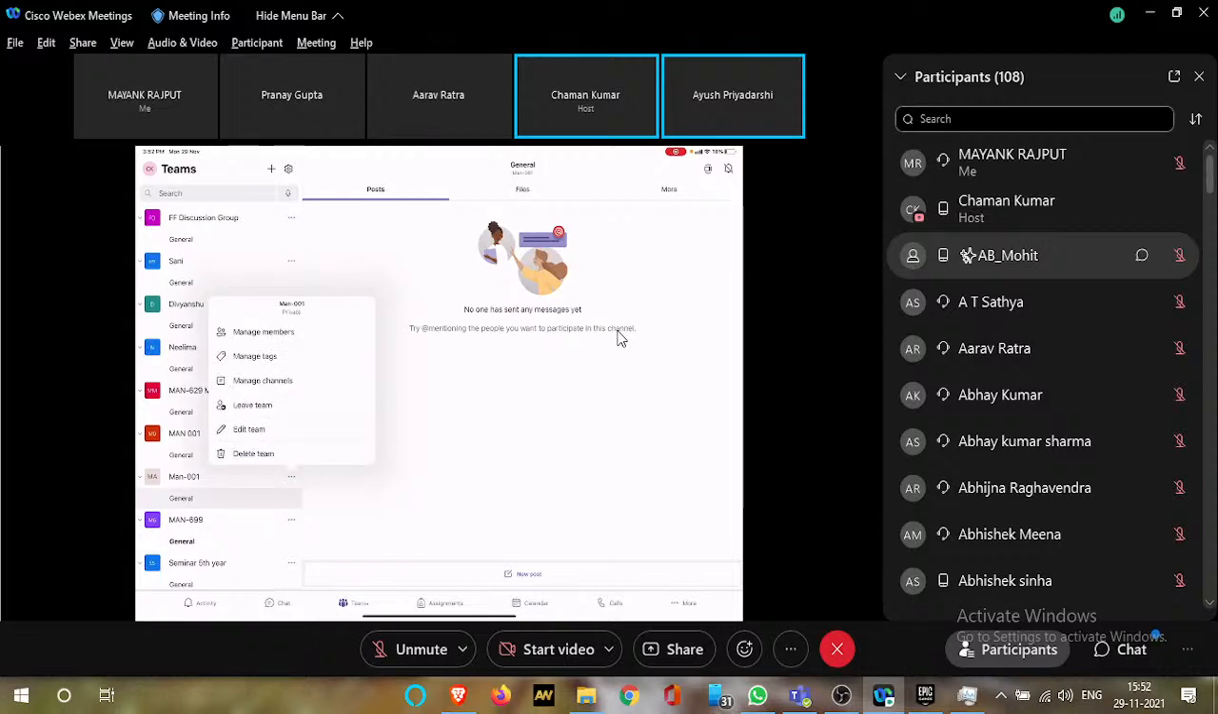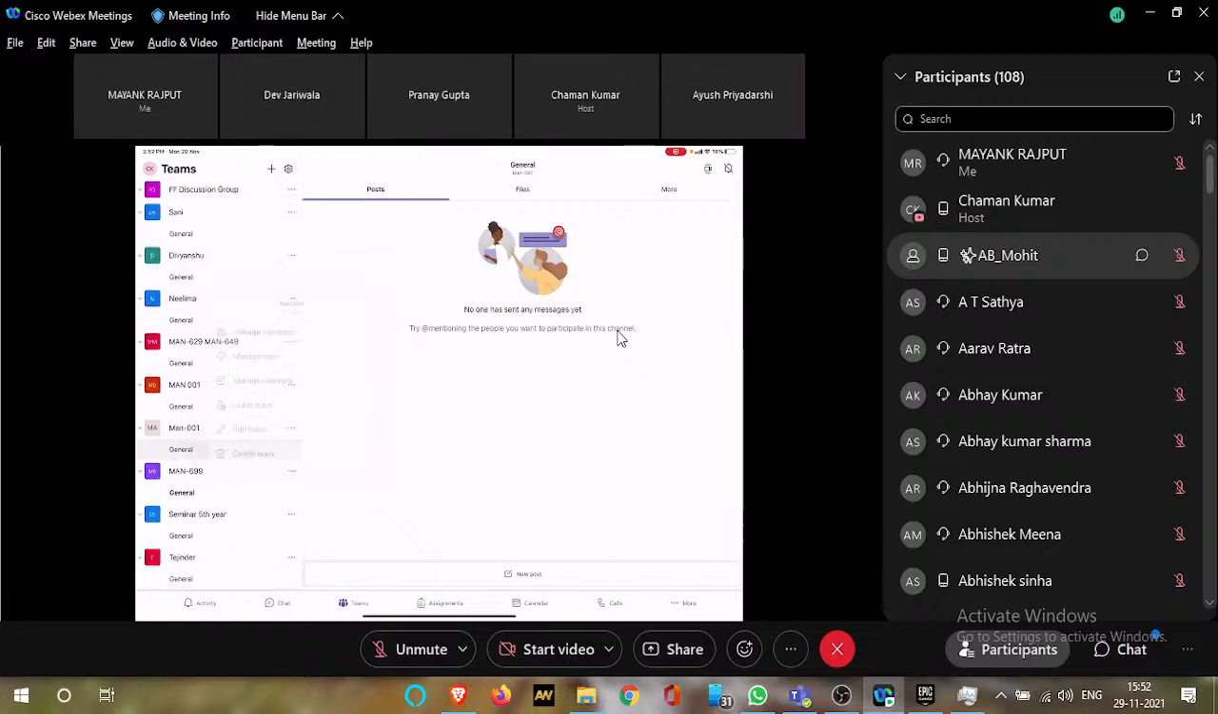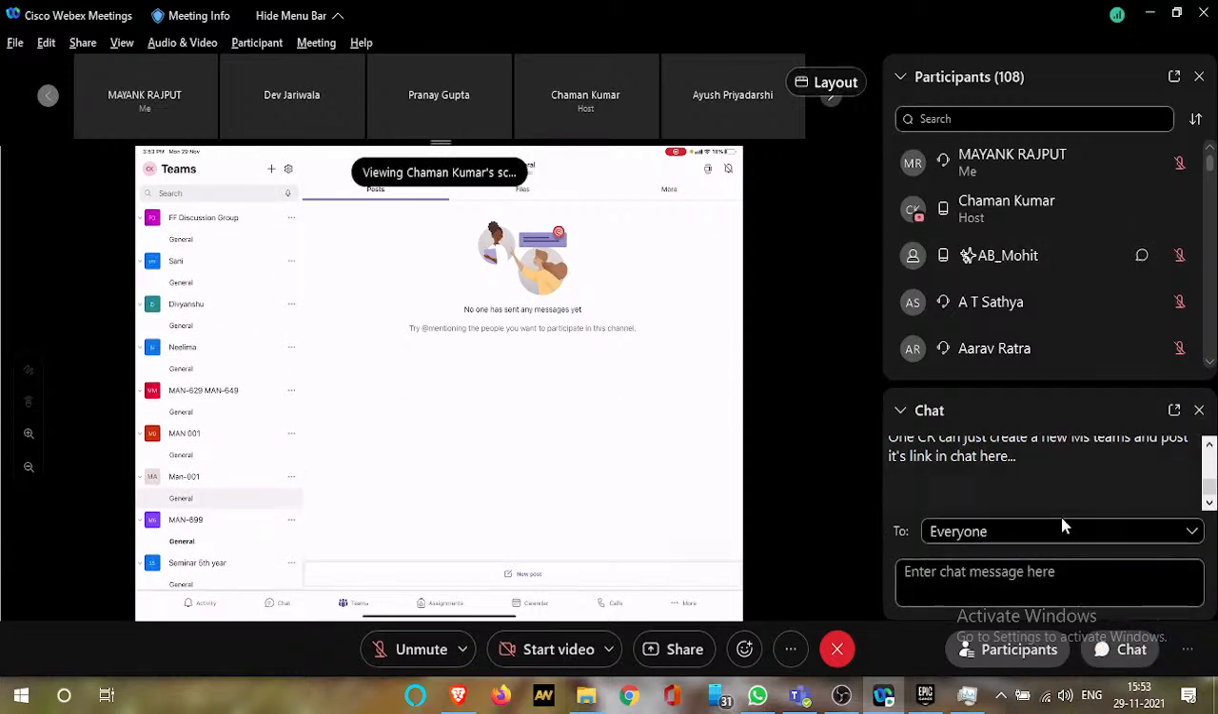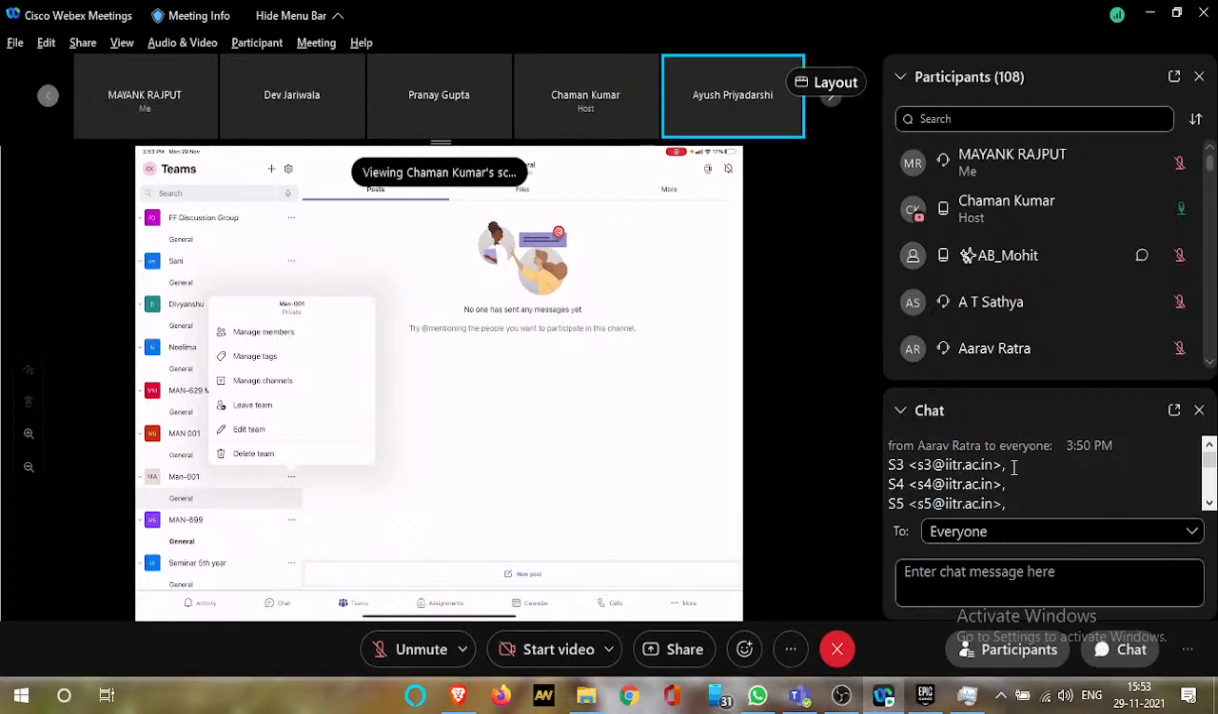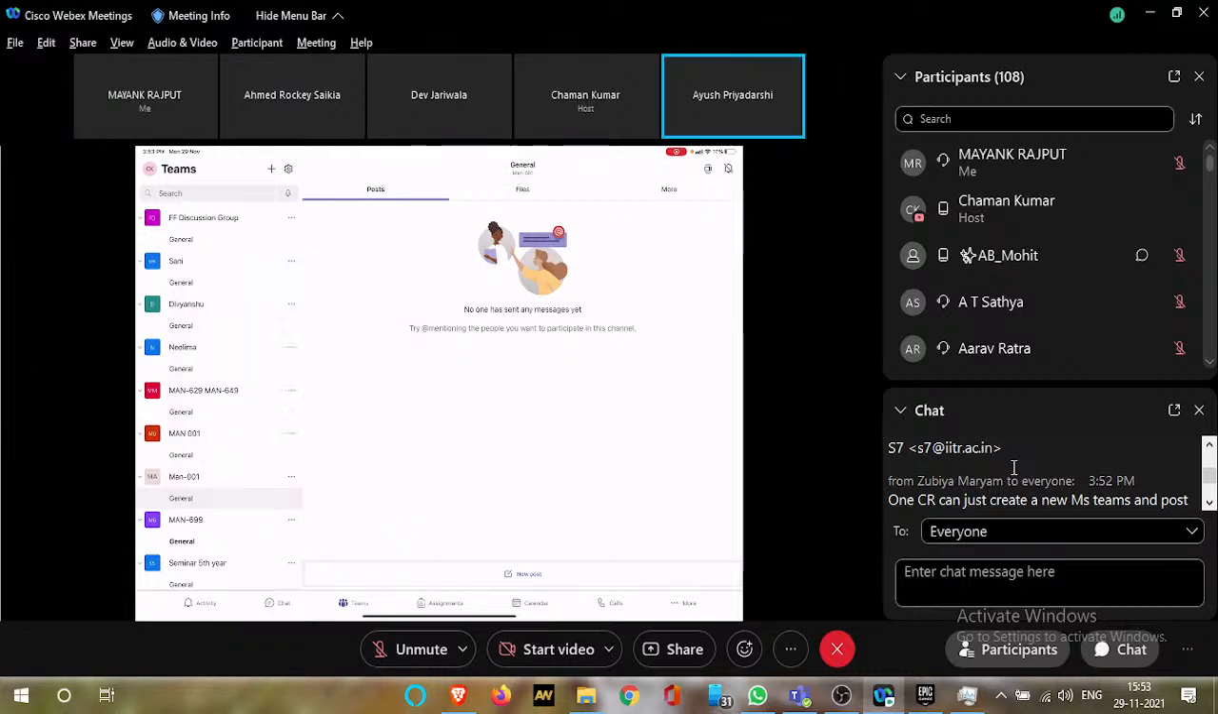Sir, if you see the chat, Arav Ratra has sent an email ID. If we type s3@iitr.ac.in, all the S3 members will receive the email. So how do I do this? Sir, actually you have to type this in Gmail. Sir, I can tell you how you can create a link from a laptop. You can add me, and then I'll generate a link and send it to you.